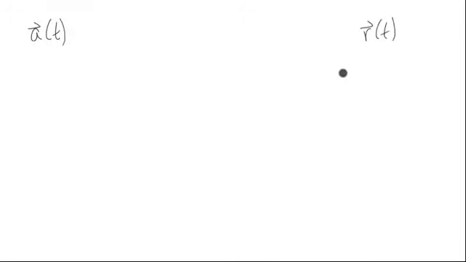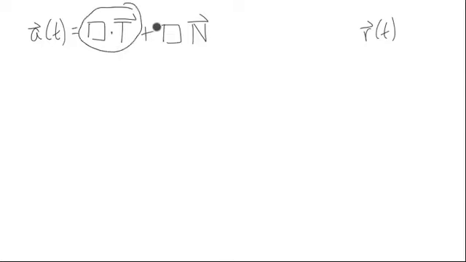We're going to look at the acceleration vector function that's associated with a position vector function of a path or a curve in 3 dimensions. Now we're going to write this in terms of a tangential component and a normal component, meaning we're going to rewrite a as some scalar multiple of the unit tangent vector plus some scalar multiple of the unit normal vector.